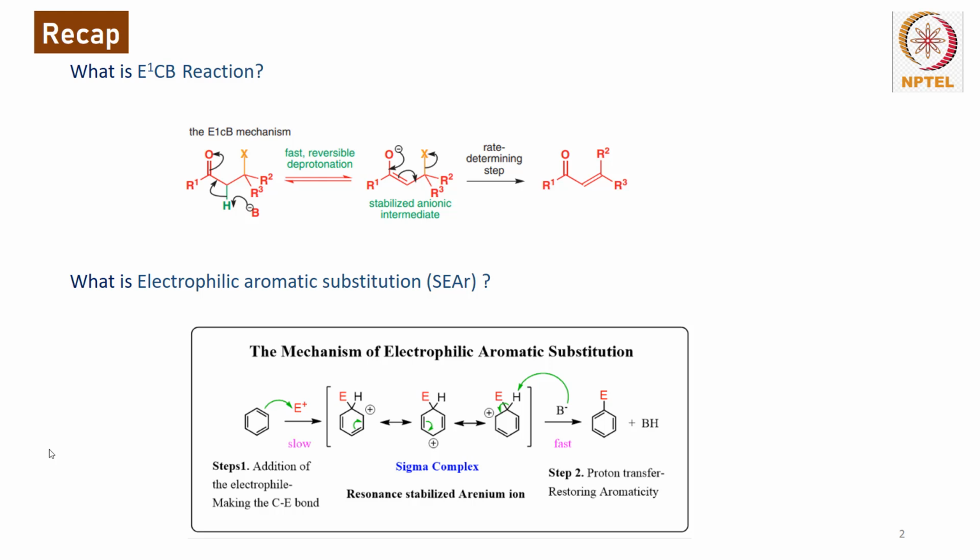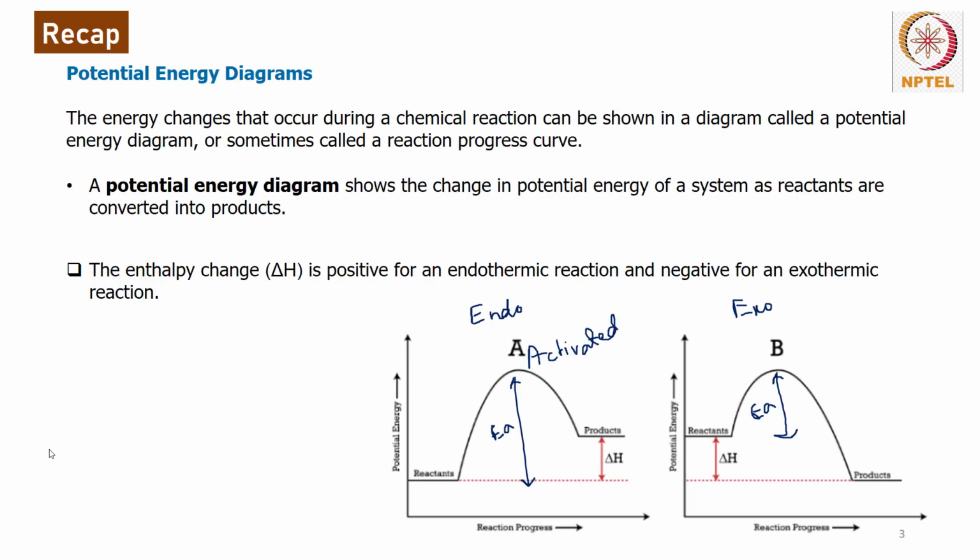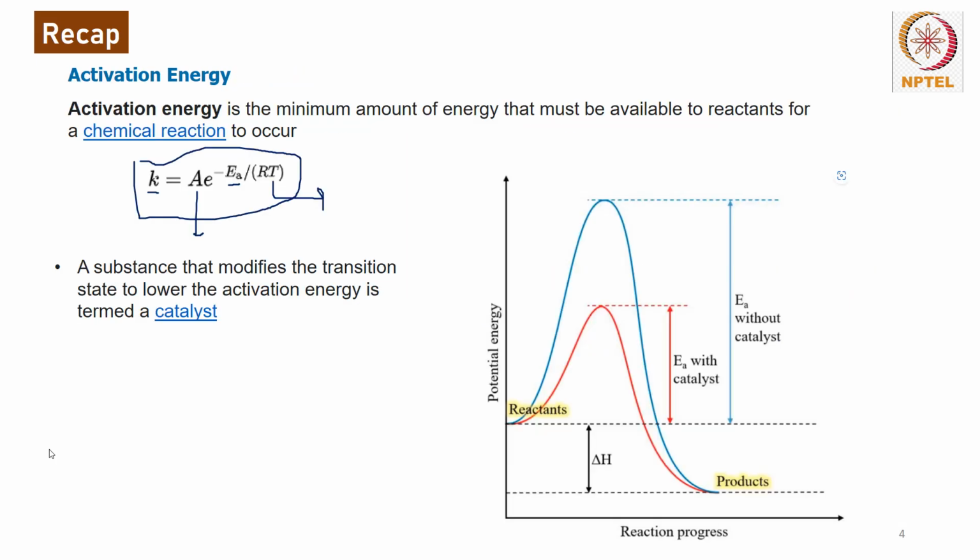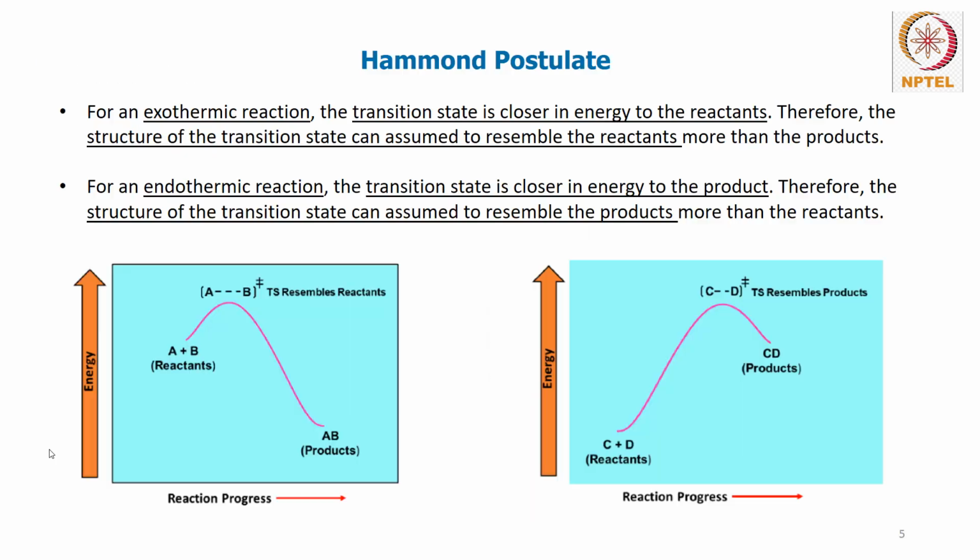In the last class I discussed E1CB, then electrophilic aromatic substitution, then the potential energy diagram, how we draw it for endothermic and exothermic reactions. Then I discussed what activation energy is and how we can calculate it, and how in the presence of a catalyst the activation energy gets reduced and the reaction gets catalyzed. In this class I will discuss the Hammond postulate and the Hammett principle. First we will discuss the Hammond postulate.